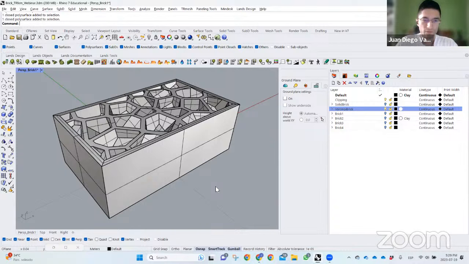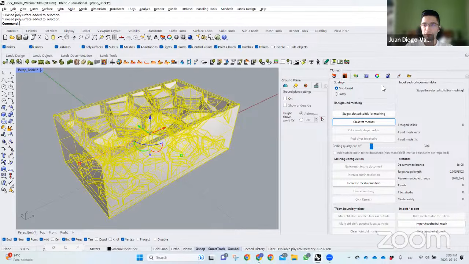So now, what I'm going to do is quickly repeat the meshing process with TRmesh, and then we're going to see how TRfem inside Grasshopper works.